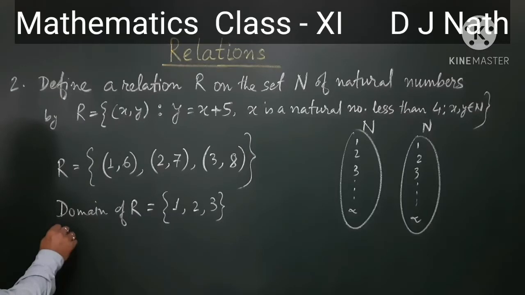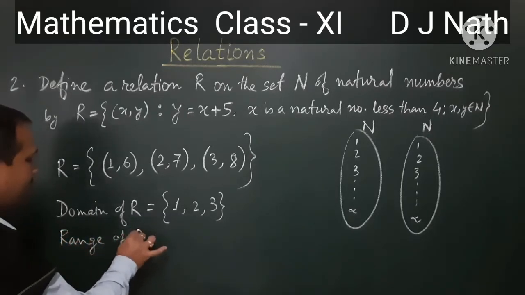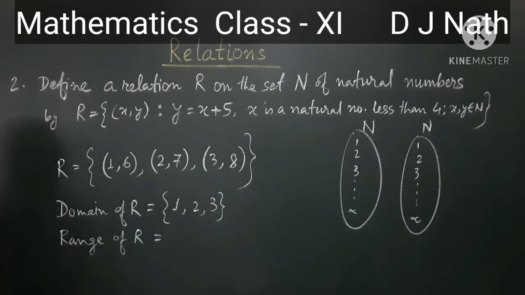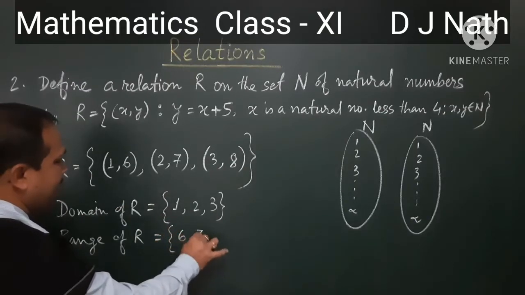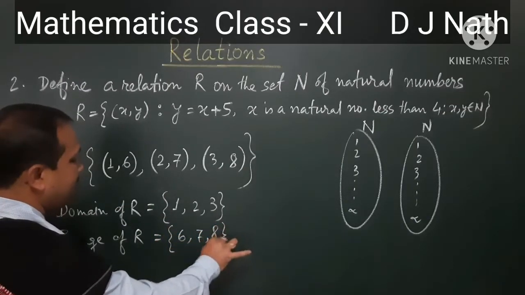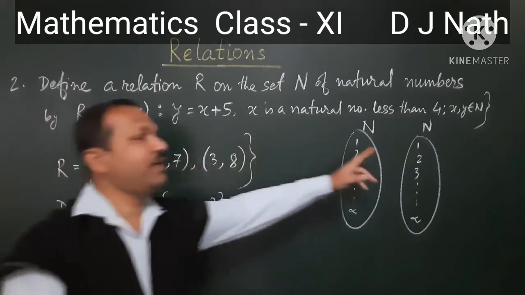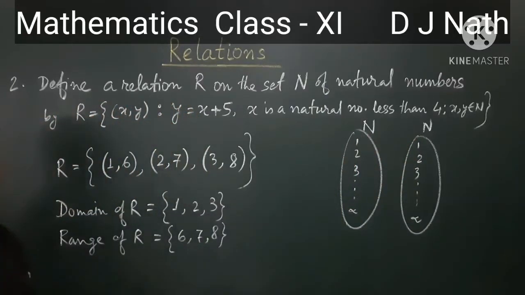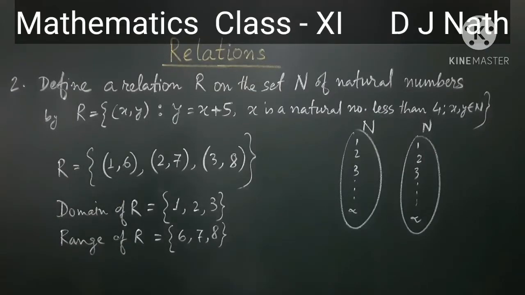And what is range of R? Range of the relation is the second element of each ordered pair. So what are the second elements? It is 6, 7 and 8. If it is asked what is codomain? Codomain is also a second set. What is that? It is the natural numbers. So codomain is natural numbers. That way it is the second question we have seen.